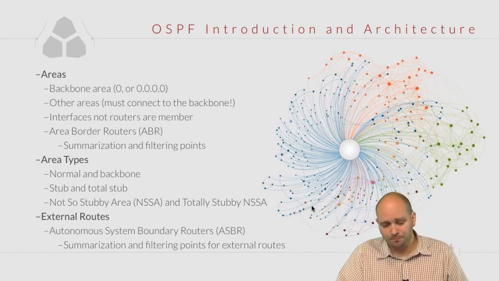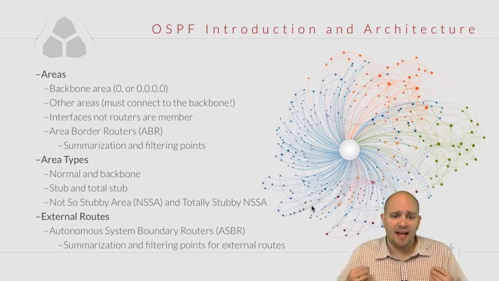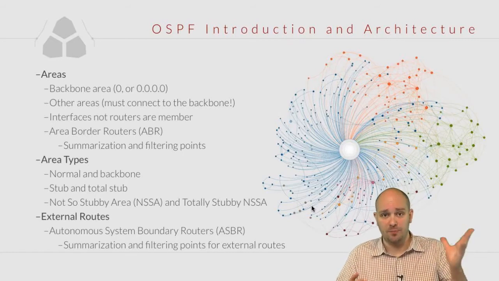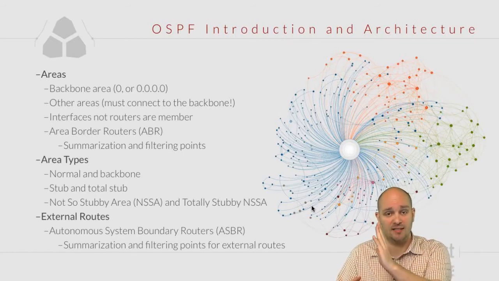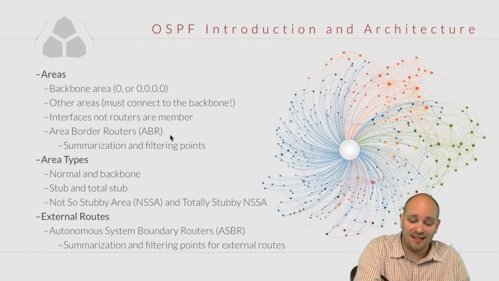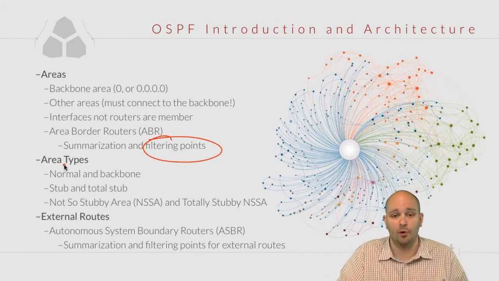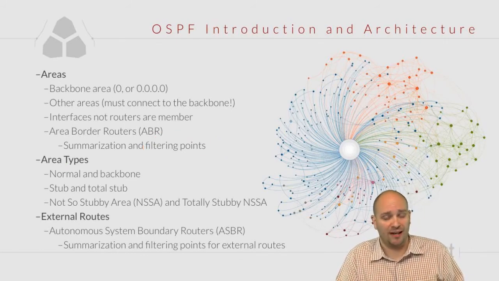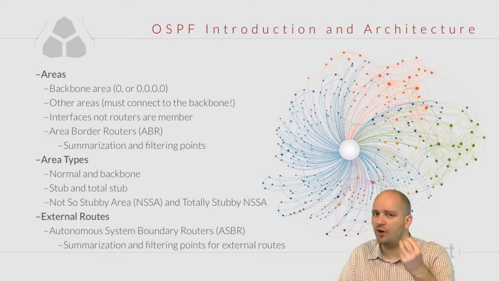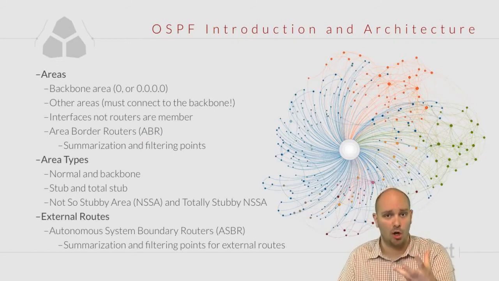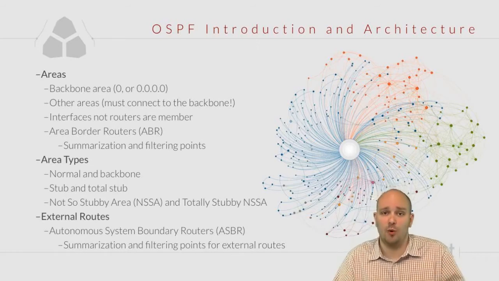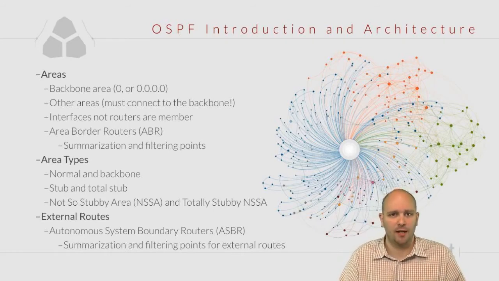ABR is the router that sits between the areas, and it has 2 major functions. One function is to provide reachability information between those areas, and the second function is that this represents the filtering point. This is the place where we can actually perform route filtering. Inside the area, we are very, very limited in what information and where we can filter. I'll explain that in greater detail later. But between the areas, we can filter the routes any way we like. So this is a filtering point.